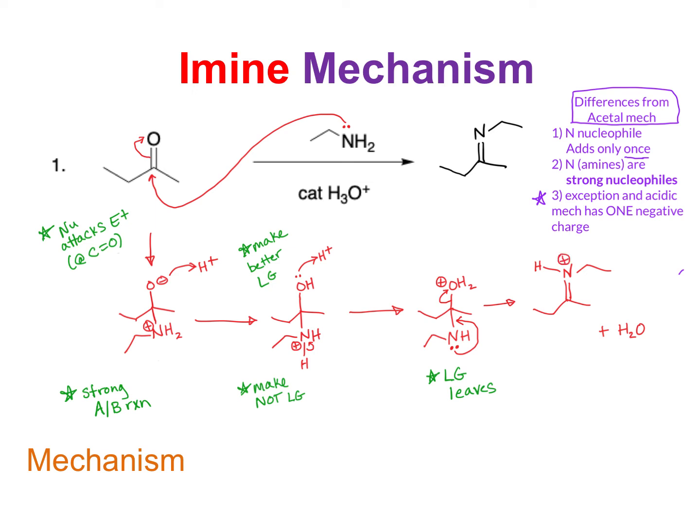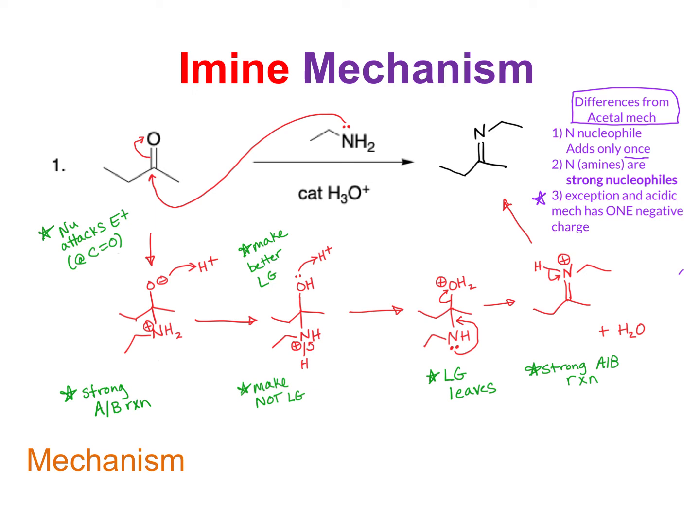What's the very last step? Right, we just want to take away the H. So that's going to be just removing H+, which you can show with one arrow for my class. And then you've got your product. So that's all you have to do. So hopefully that makes sense. Let me know if you have any questions. But that's the imine mechanism.